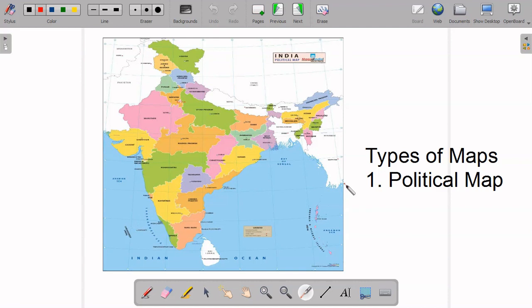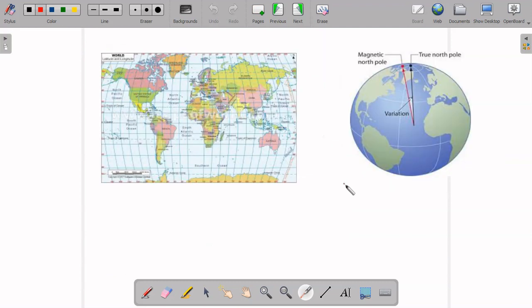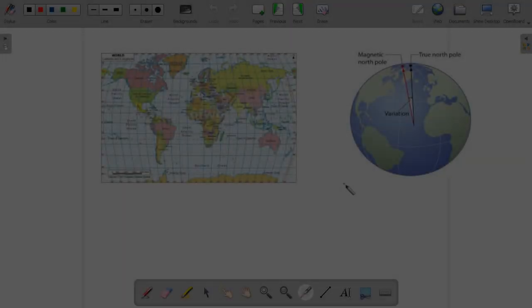So we can say a map is a depiction of whole of the earth or a part of the earth on a piece of paper. So in this way, we can explain the meaning and nature of map. Now we will see what are the types of maps.